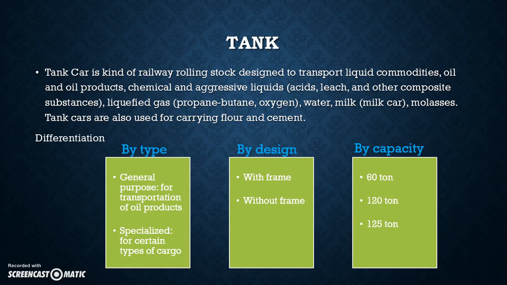Care is taken to ensure that tank contents are compatible with tank construction, and the tanks can be divided into different types, different designs, and different capacity, as you can see in the chart. By type, they can be divided into general and specialized. By design, you can divide them into with frame or without frame, and by capacity, tanks can be 60 tons, 120 tons, or 125 tons.